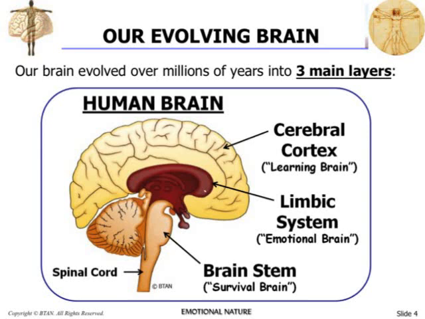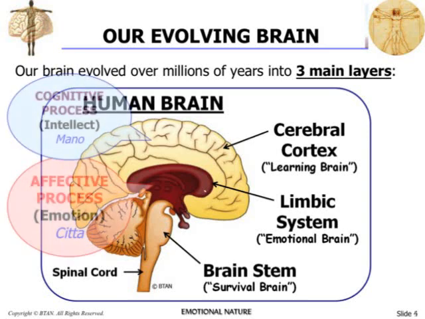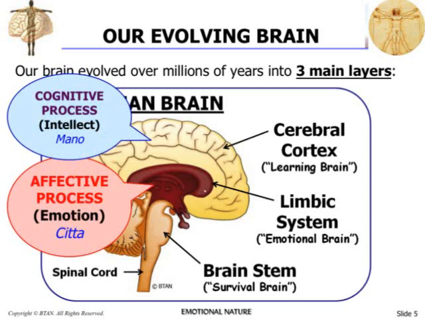So in fact, that is a very straightforward correlation. You could say this limbic system is responsible for the affective process, the emotional process, and what the Buddha called chitta. And then the cerebral cortex is responsible for the cognitive process, the intellectual process, which the Buddha called mano. Right? So really it's the thinking brain and the process of the thinking mind, which is called mano. So now we have a basic differentiation between these two major terms, mano and chitta.